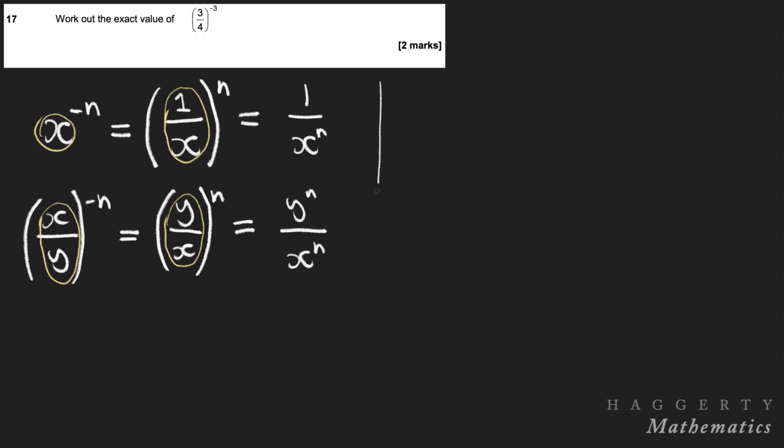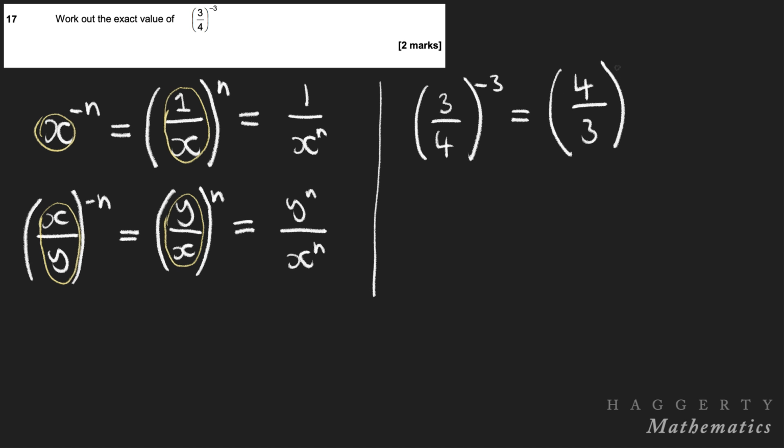So let's do that here. We have 3 over 4 to the power of -3. So what do we do? We take the reciprocal of 3/4. 3/4 becomes 4/3, right? You just flip it upside down and then you make the power positive, right? 4/3 all cubed. What is that? Well, you just cube the numerator and cube the denominator now. So 4 cubed divided by 3 cubed. 4 cubed is 64 and 3 cubed is 27.